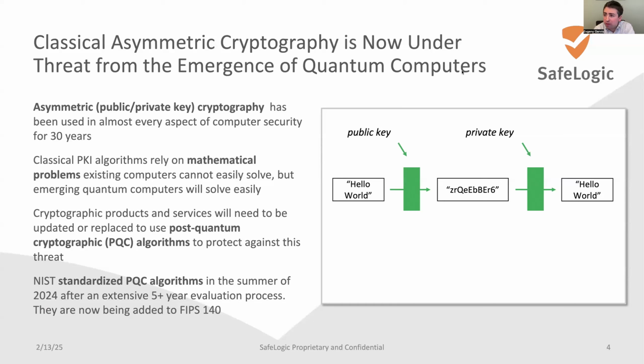NIST started with something like 82 submissions. It went through multiple rounds. It was a truly international competition. So folks from the industry, academia, researchers all over the world submitted algorithms, and in the end, 3 got standardized at this point. So that shows you the kind of rigorous selection process that it went through.